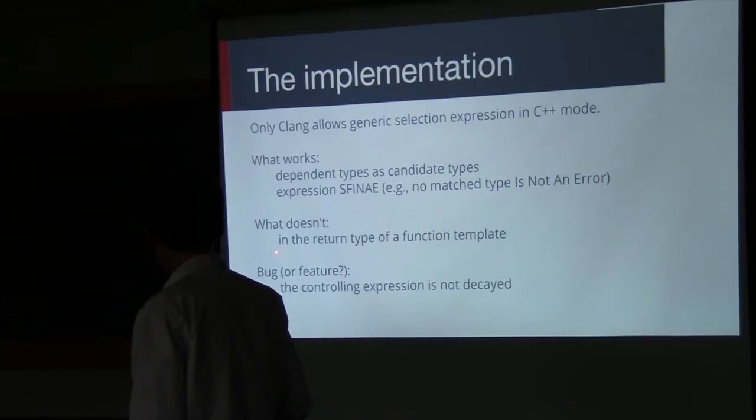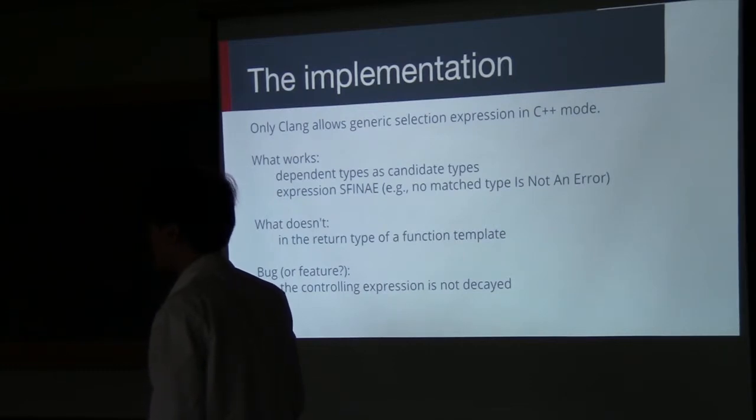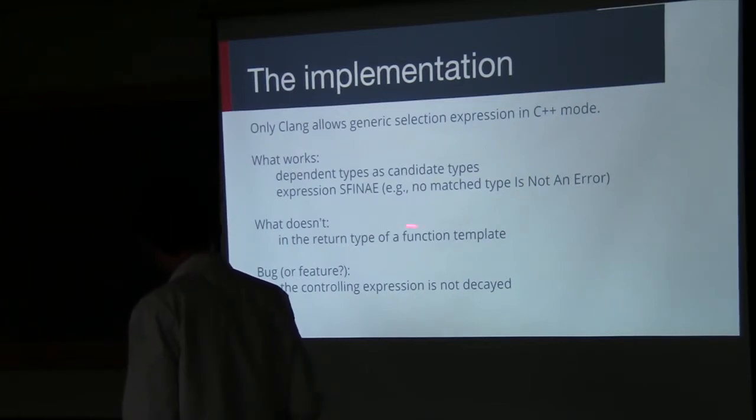What doesn't work? So far in Clang, if you want to use a generic selection expression to compute a return type in a function template, that doesn't work. The error I got is that currently we cannot mangle it in C++. I don't know why. But since this doesn't work, the expression spanning does not have that much use. I'm not like Eric, I don't use that feature that much. I don't have a use case for conditional expressions, finally, sorry. So this part is not discussed in this talk.